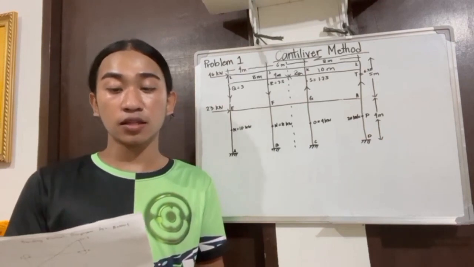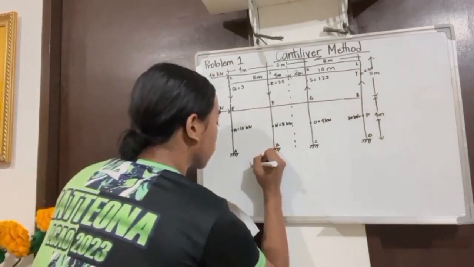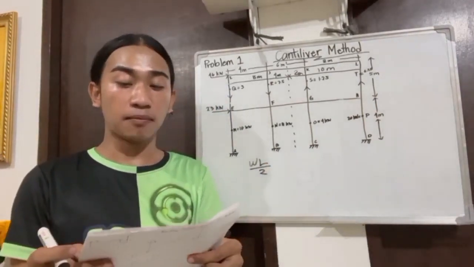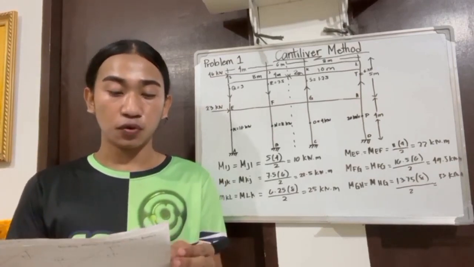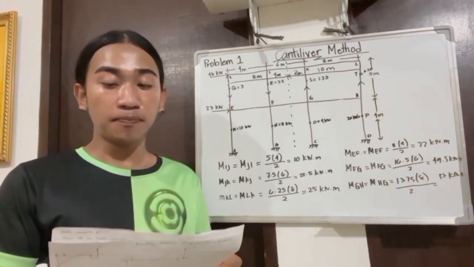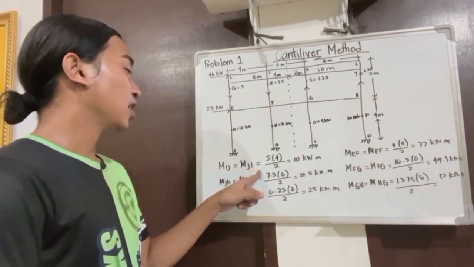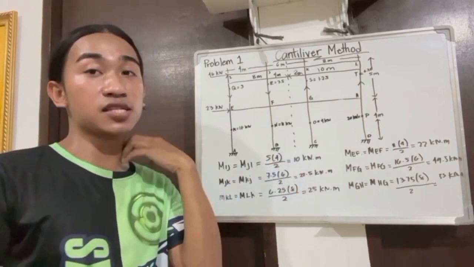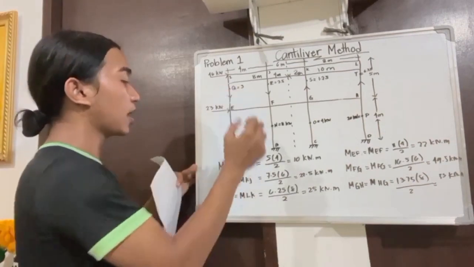To find the moment, we are going to use the formula WL over 2. Using the formula WL over 2, we can get the moment in beams, which is MIG equals MGI, 5 times 4 over 2, and we come up with the answer of 10 kilonewton meter. They are the same.